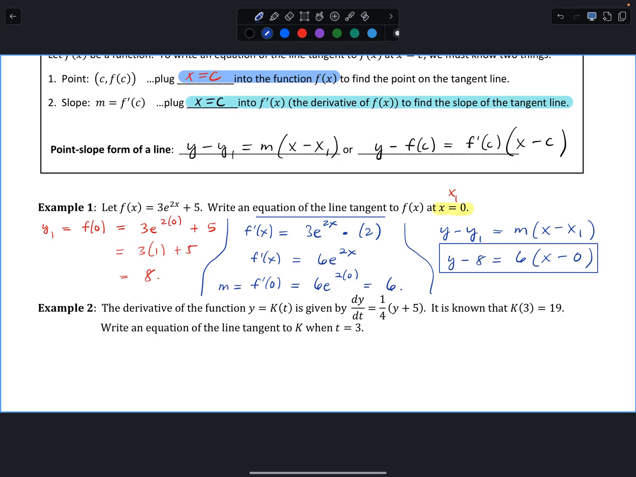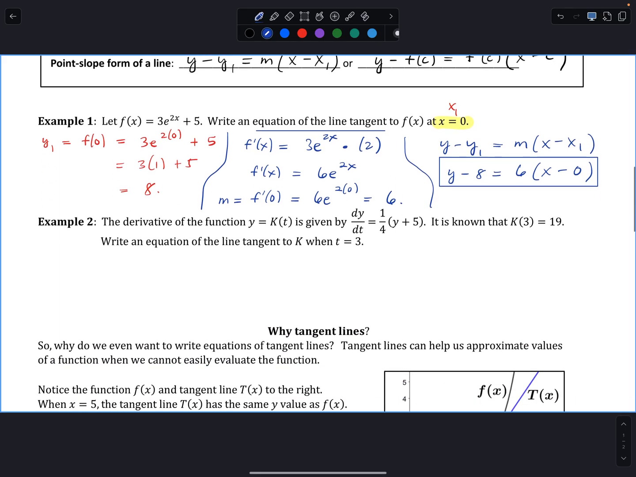Questions on this? Yeah, so the formula is y minus f of c equals f derivative times x minus c. Am I able to write that as y minus f of 0 equals f prime of 0 times the parentheses x minus 0? This is the exact same thing, it's just another way to write it. Because what's our c in this case? c is 0. What was f of 0? 8. It's just the same way of writing it.